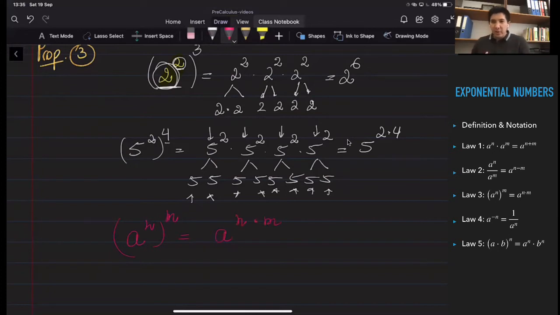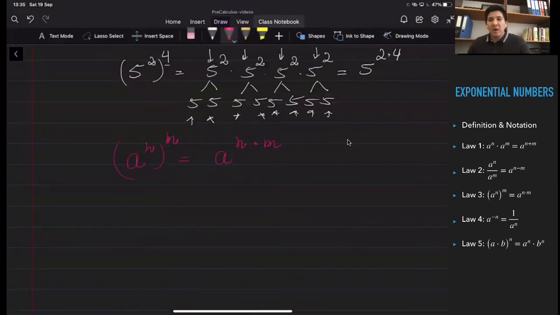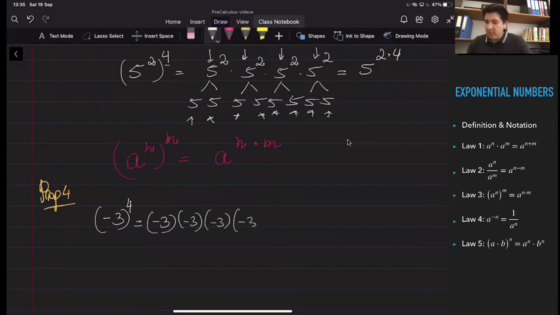And now we are going to use this law, property number 3, in order to derive property number 4, which is going to be really important, and it reveals a couple of fundamental things. So let's say we already know what minus 3 to the power of 4 is, for example. I need to multiply minus 3 by itself 4 times, which is conceptually understandable. So it's going to be 9 times 9, which is equal to 81.